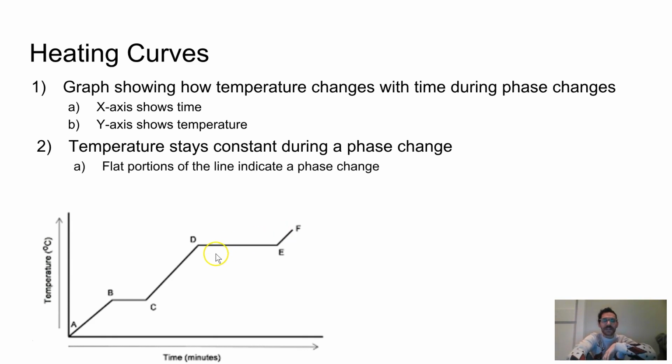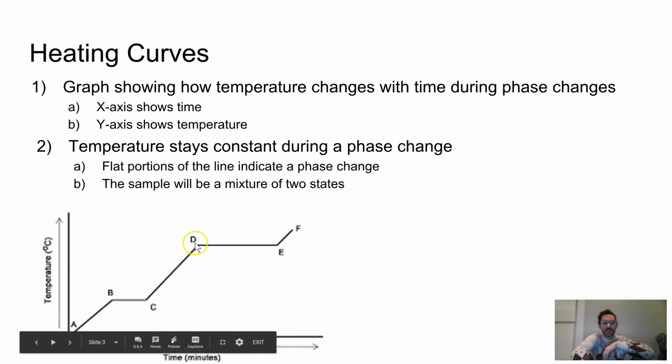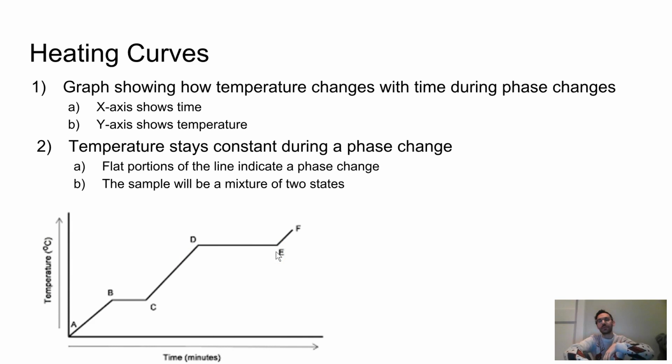So that tells us that these flat portions of the line, where we have a constant temperature, are where things are either melting or freezing or boiling. And at this point, we're going to have a mixture of our two different states. Why don't you pause the video for a second and see if you can figure out what's going on during these different stages, between A and B, between B and C, between C and D, etc. Pause the video, give that a shot. All right, let's talk about it together.